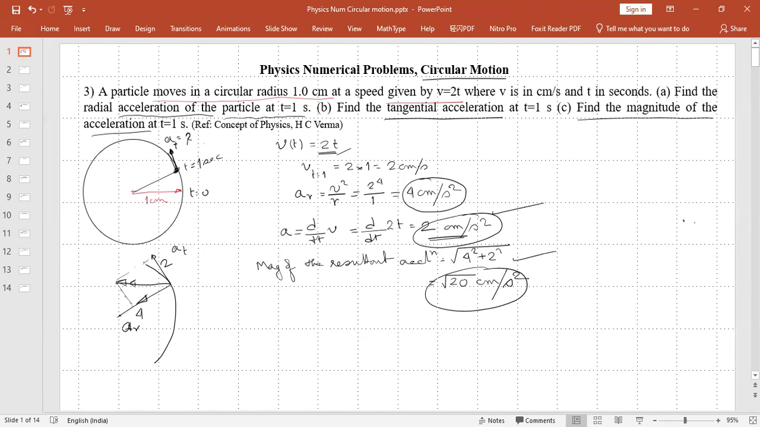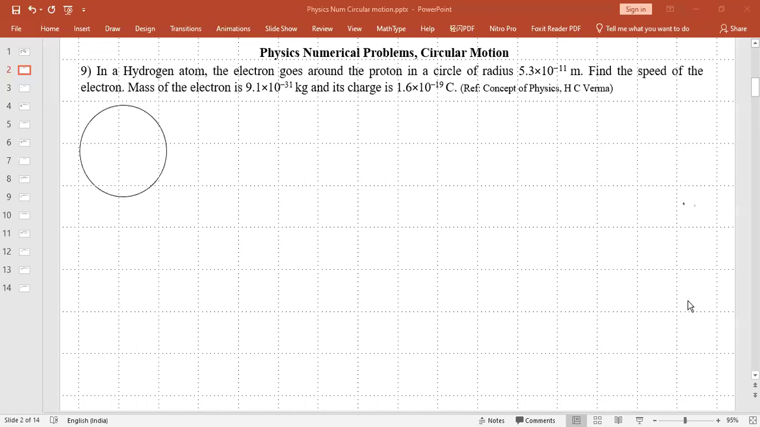Right? Now let's take the next problem for solving. Now let's take problem number 9. This also is a very simple problem, but I have taken up this problem because here the force of attraction is electrical. So you should remember or recollect your formula for electrical force of attraction.